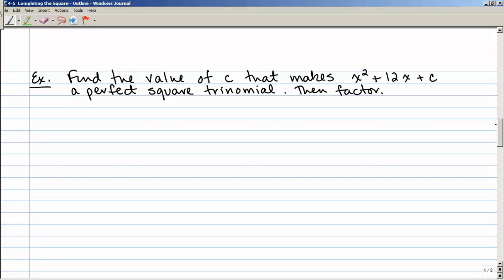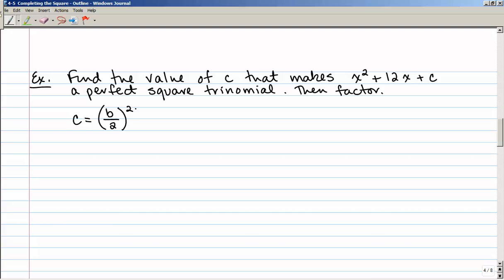Oh, actually, before we do that, let's practice finding the value of c. Find the value of c that makes x squared plus 12x plus c a perfect square trinomial. So I'm going to use the little formula, c equals b over 2 squared.